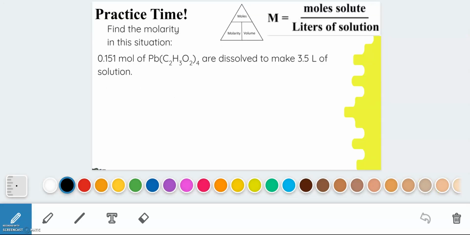Going on to the next problem. Again, we're still looking at molarity. We have 0.151 moles of PbC2H3O2)4 are dissolved to make 3.5 liters of solution. I want you to pause the video now and practice finding the molarity of this solution.